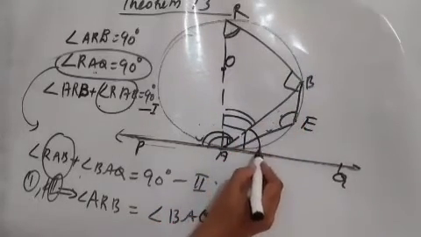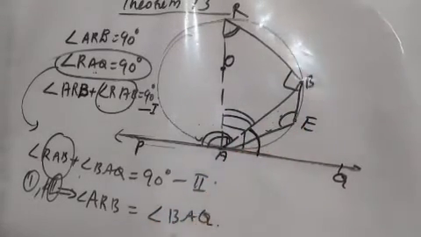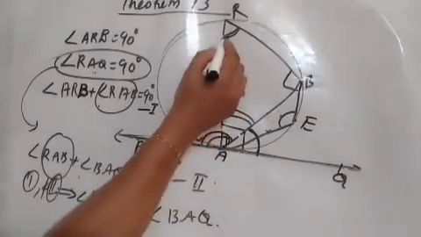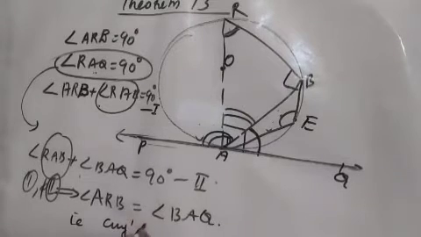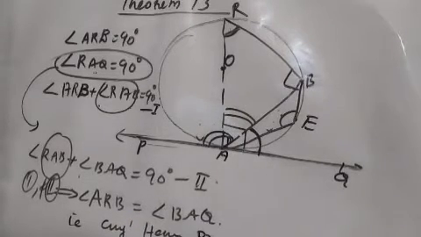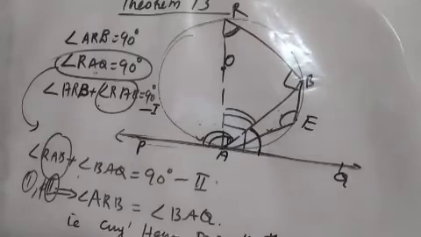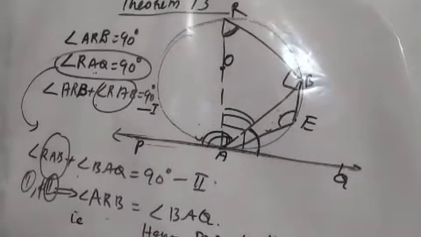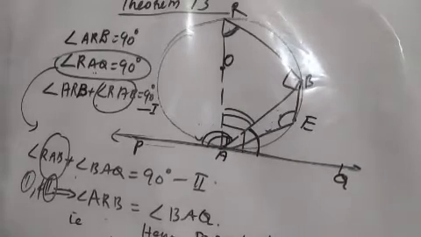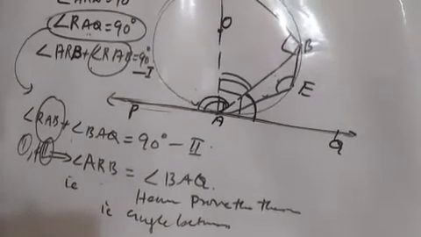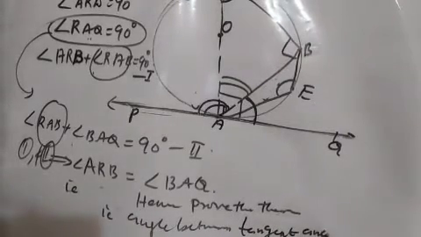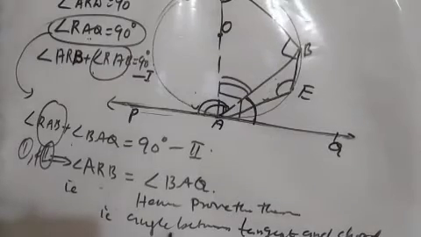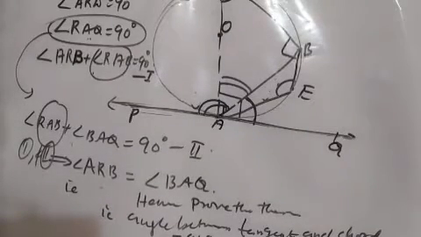This is angle BAQ, the angle between the tangent and the chord. This is the angle in the alternate segment. And hence we prove the theorem. That is, the angle between tangent and chord is equal to the angle in the alternate segment.